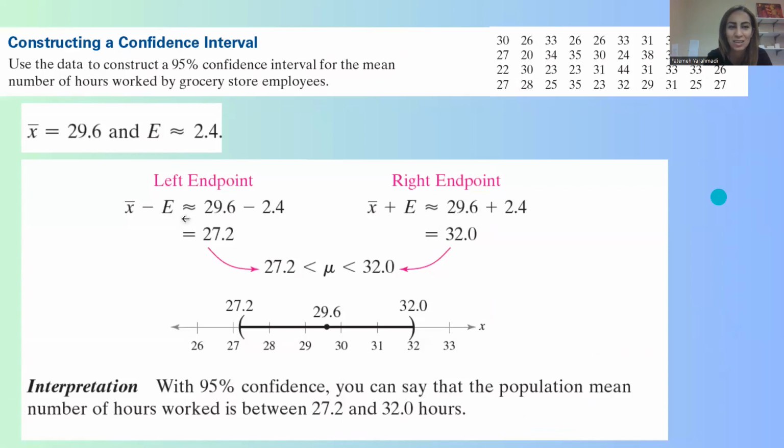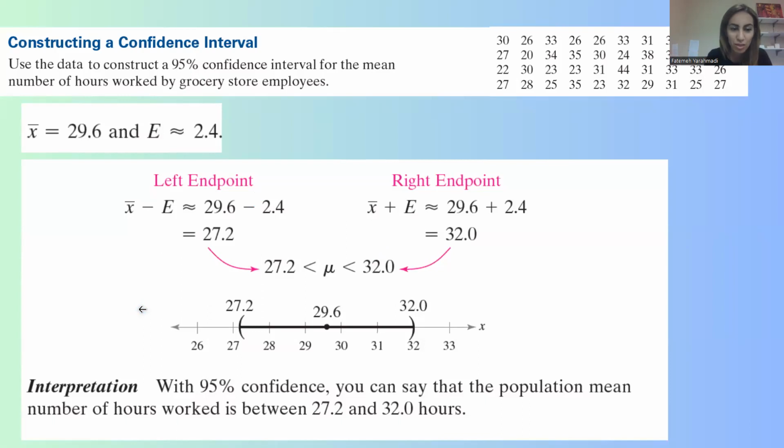In the next step, we can find the left endpoint and the right endpoint. The left endpoint is x bar minus the margin of error. x bar, as you remember, is 29.6 minus the margin of error that we just calculated, 2.4. The right endpoint, x bar plus the margin of error, or 29.6 plus 2.4, which is 32. So we're going to say that mu, the population mean, is bounded between these two numbers. What's the interpretation?